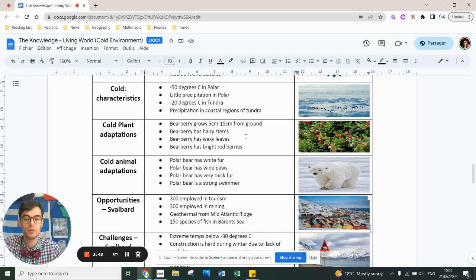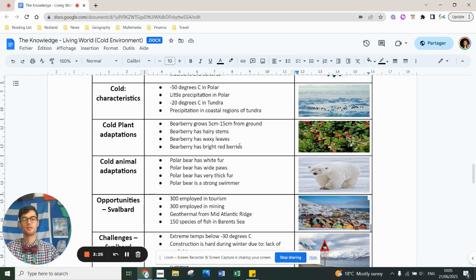The famous animal is the polar bear. The polar bear has white fur for camouflage. It's got wide paws to avoid sinking in the snow. It's got very thick fur to stay warm. It's a really strong swimmer. This is the famous case study you need to learn in cold environments.